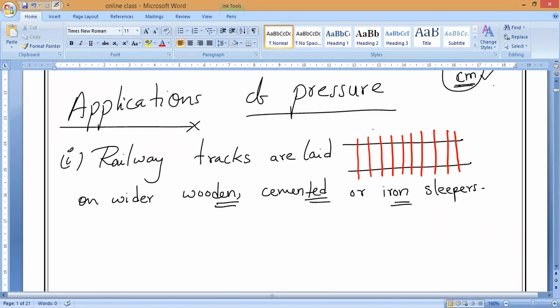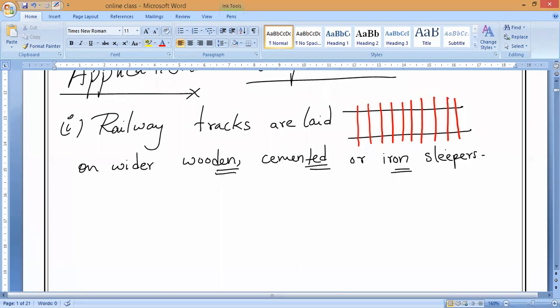If not, what will happen? Whenever a train passes, these tracks will sink into the ground. Yes, sir. So that is what you have to understand. That is the first application. Any doubts, anybody?